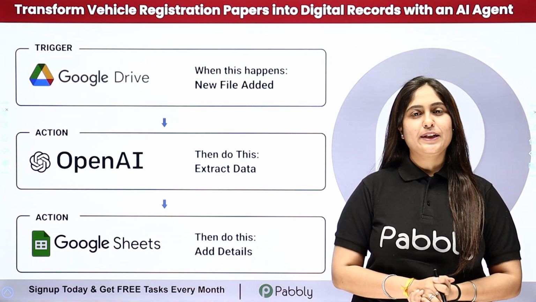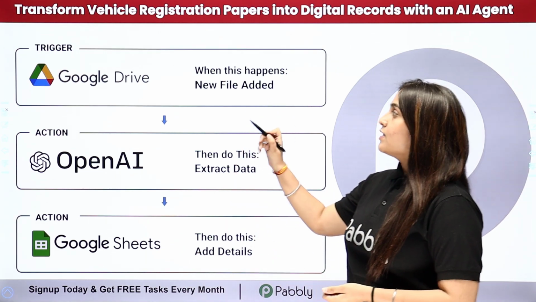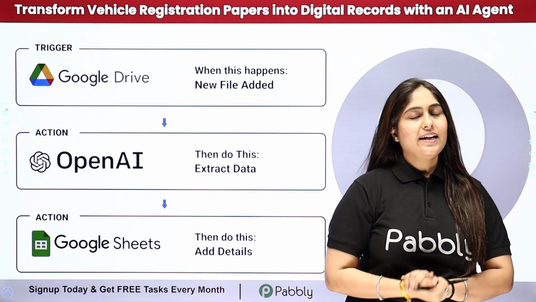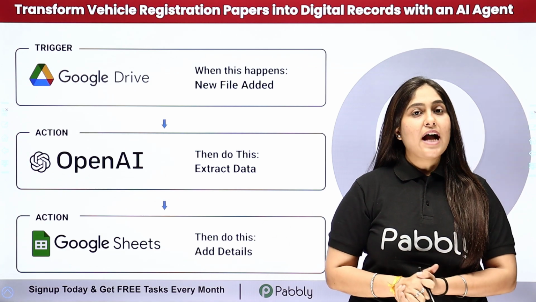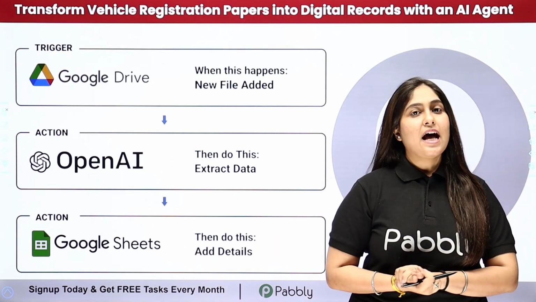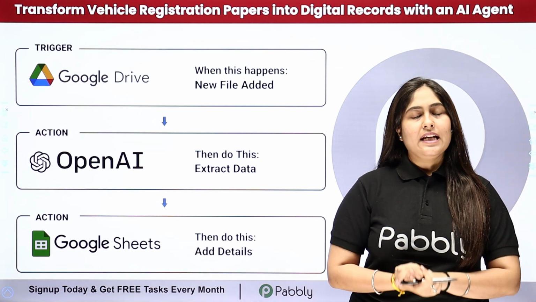In this video we are going to understand how to transform vehicle registration papers into digital records with an AI agent. So here I want to extract the details from my vehicle registration PDF to my Google Sheets as a new row by using an AI agent.